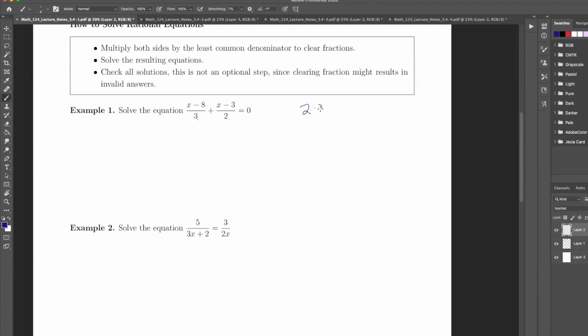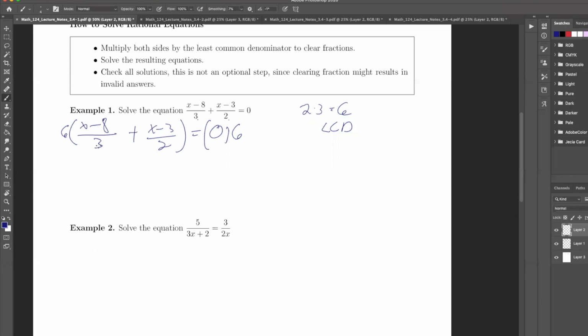Because 3 times 2 is equal to 6, this is my least common denominator. And so what I'm going to do is multiply both sides by 6. So I'm going to take 6 and multiply it by x minus 8 over 3, plus x minus 3 over 2. Let me put it in parentheses, that way it's the same. So we're multiplying both sides by 6.